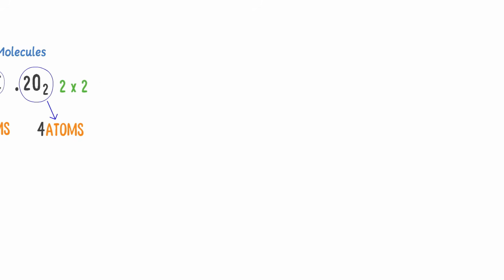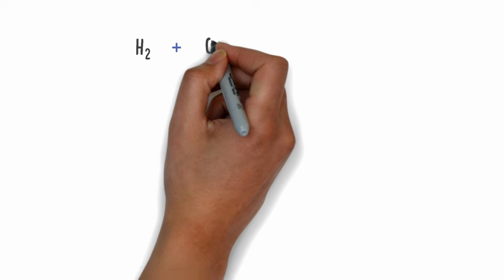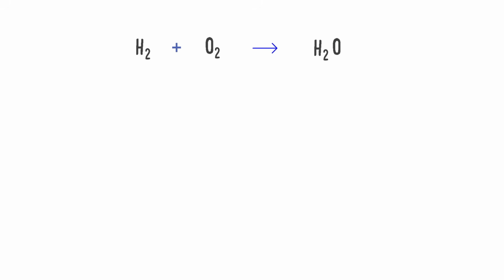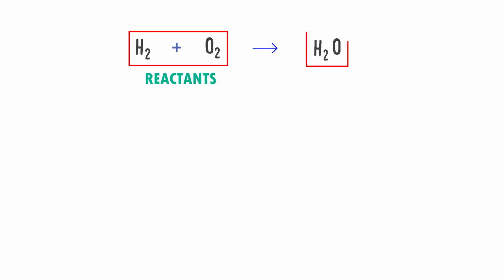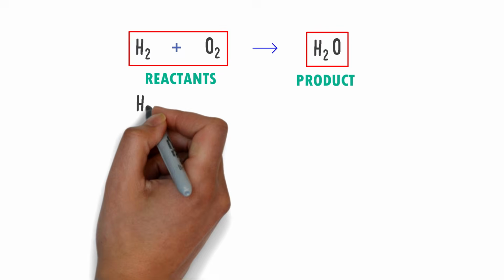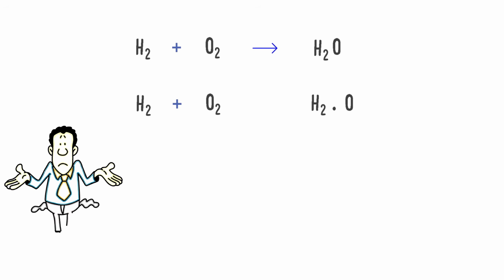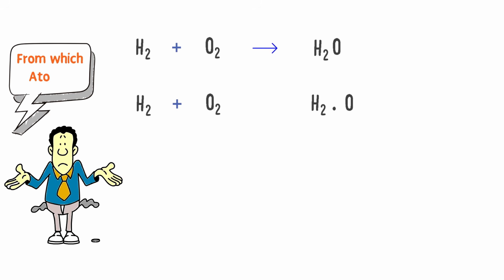The first and easy example is H2 plus O2 react together to form H2O. We know that H2 and O2 are reactants and H2O is a product. So I write H2 plus O2. In case of H2O, I write H2 and O. Here, let me ask you, from which atom should I start balancing this chemical equation?